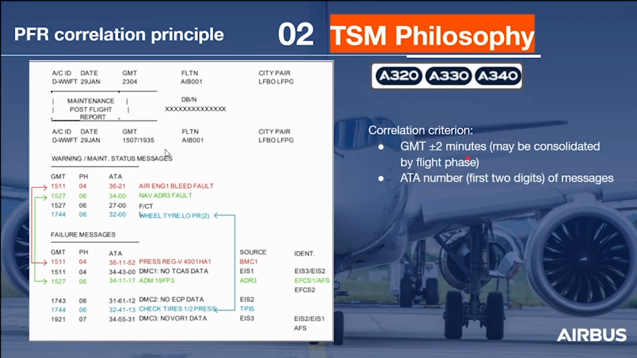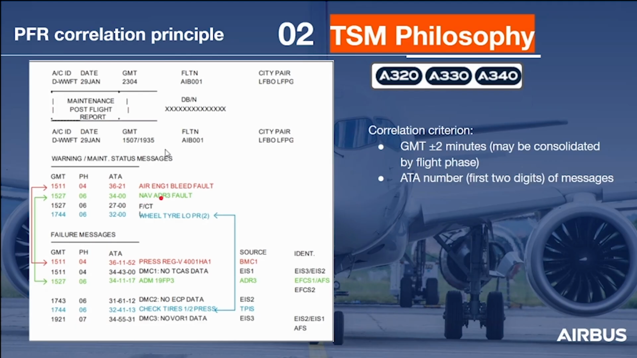Now we will jump to the post-flight report correlation principle. In this example, we have a PFR from the A320 program. The purpose of the correlation is to define the fault symptoms from the logbook entries and from the PFR by manually correlating the warning or maintenance status message with the failure message, in order to find the fault symptom that will be associated with a troubleshooting task.